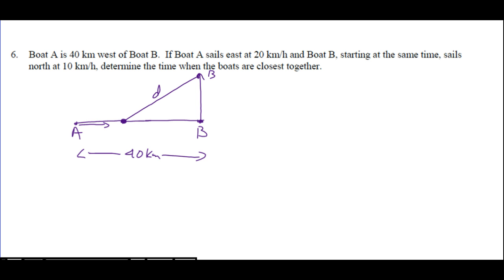And this distance here that boat A sails is 20 times t, right? Because it's going at 20 kilometers per hour. So t will be the time in hours. So let's say that t be the time in hours since the boat's sailed.